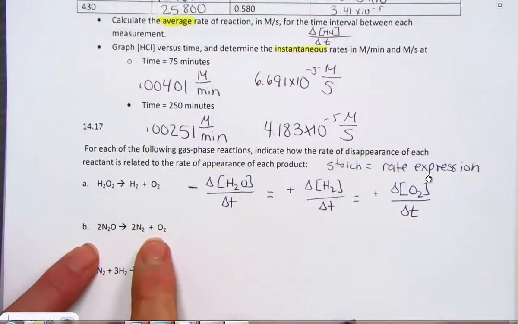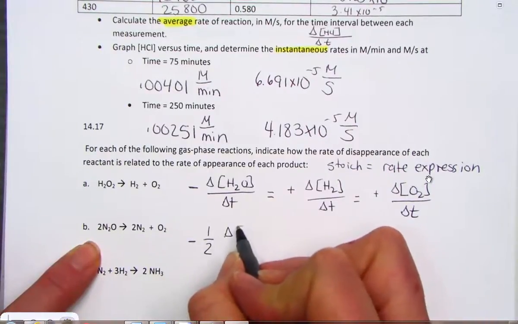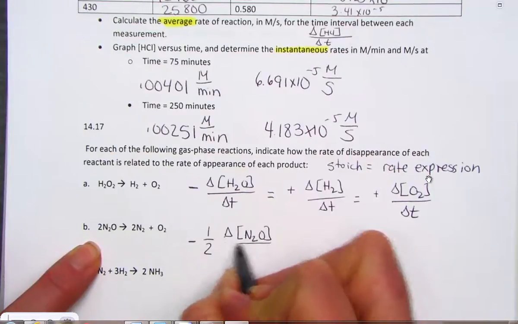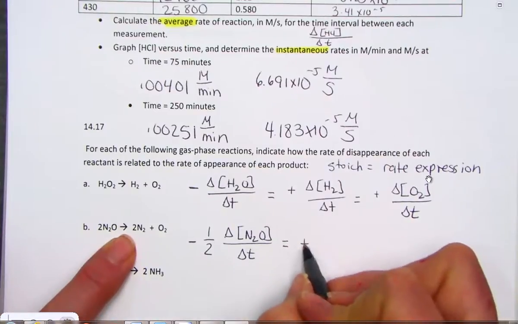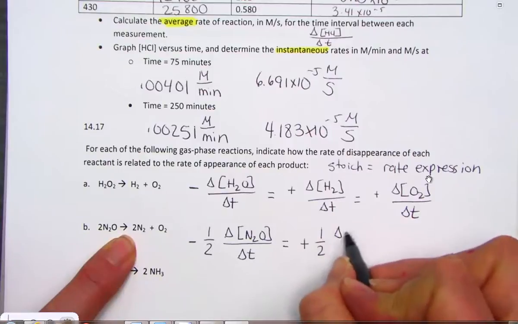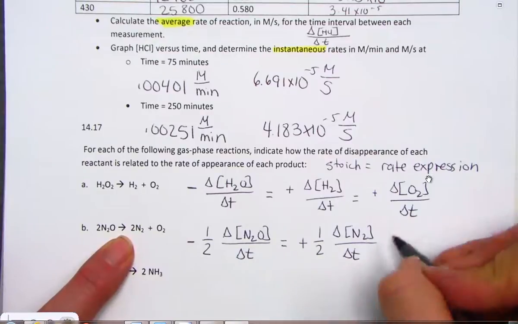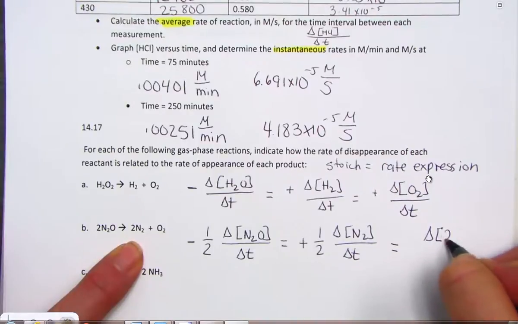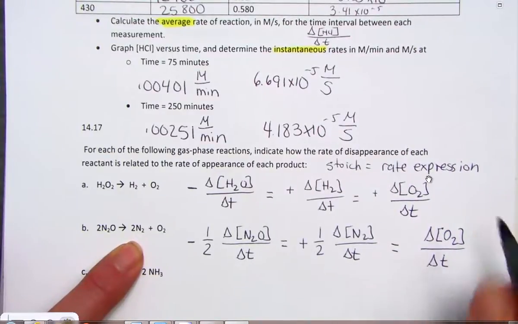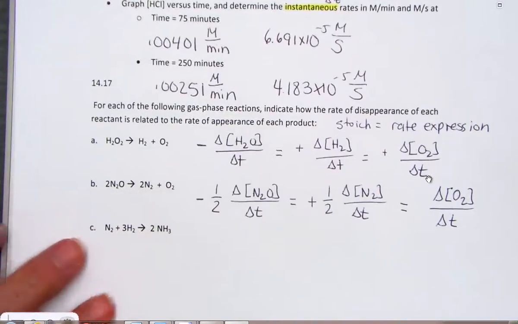Here we have an equation with some stoichiometry involved, 2 to 2 to 1. Here's where we place the fraction, 1/2 the change of concentration of our reactant N2O over a time interval, delta T, is directly equal to positive 1/2 the appearance of the product nitrogen over the change in time, which is equal to 1/1, which I just drop out, the change in concentration of the product oxygen over a delta T time interval. And one more we can write together.